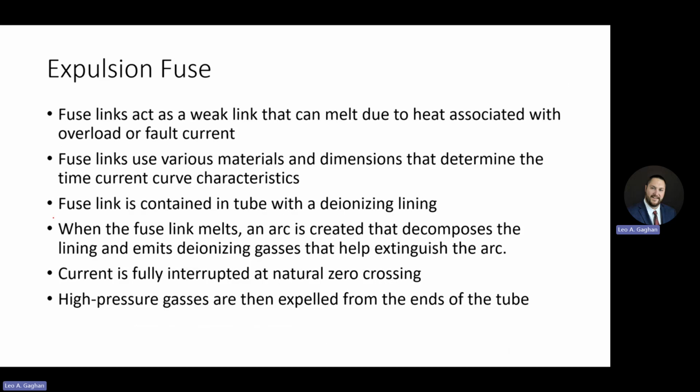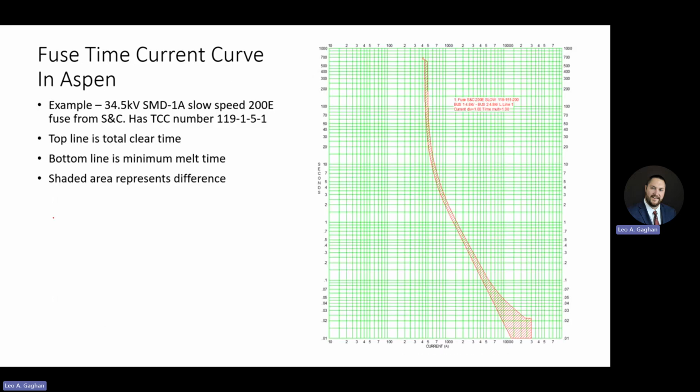So we talked about them using various materials and dimensions that determine the time current curve characteristic. Here's an example of this. It's from Aspen. Looks like it's a 34 kV SMD 1A slow speed 200 amp fuse from S&C. If you go to their website, you can get all of this information. It has a time current curve number.